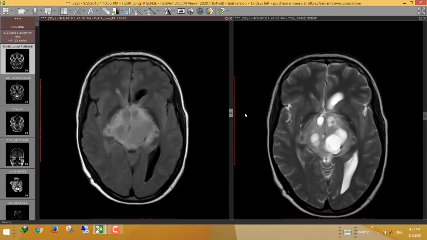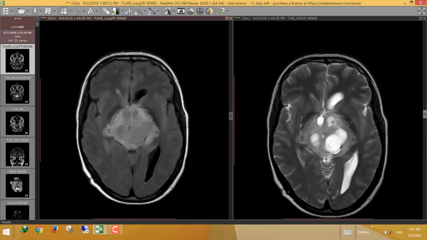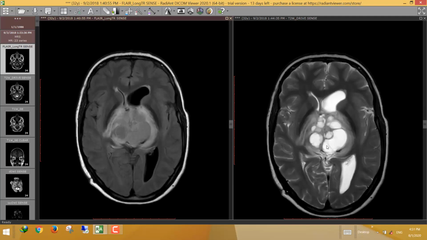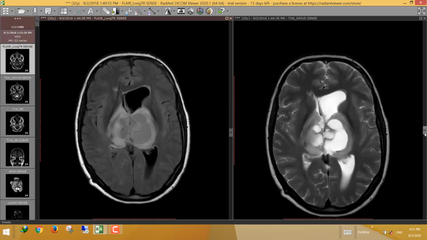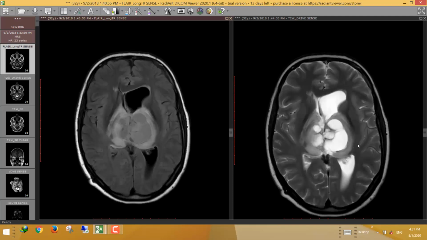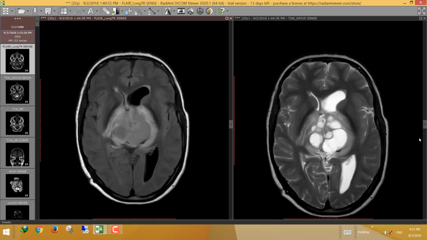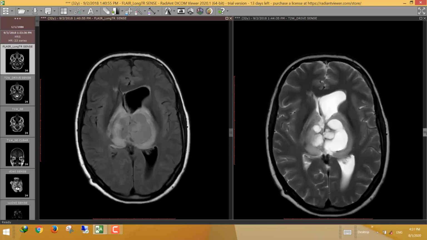We can clearly see there is a fairly well-defined space occupying lesion, an intraventricular space occupying lesion, with the epicenter of the lesion seen at the body of both lateral ventricles. This lesion in T2 is showing high T2 signal, with multiple cystic areas within the lesion.